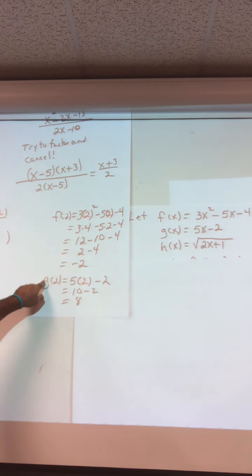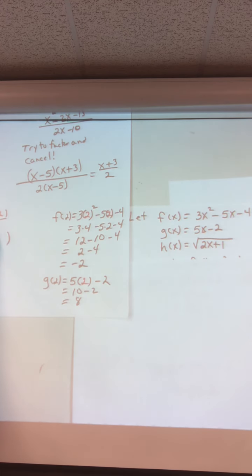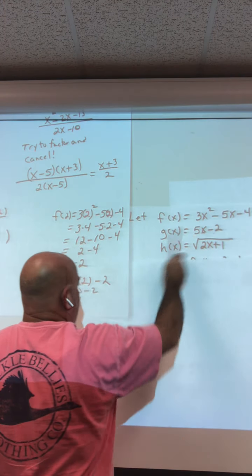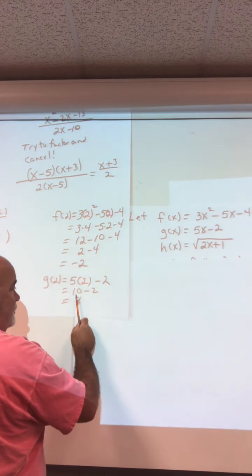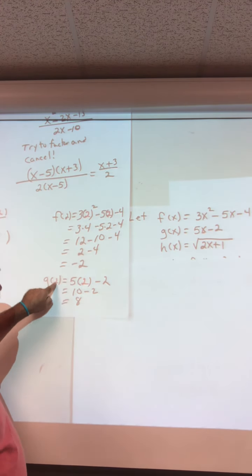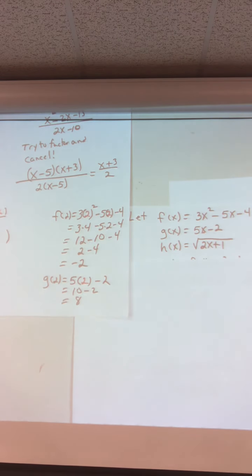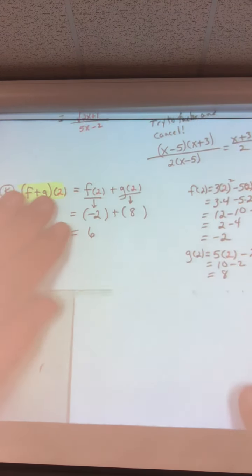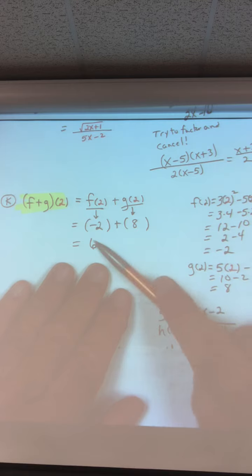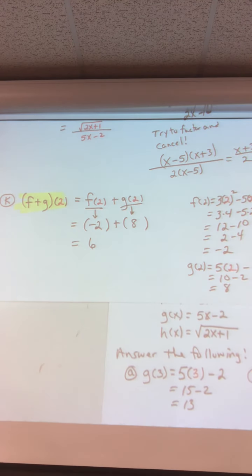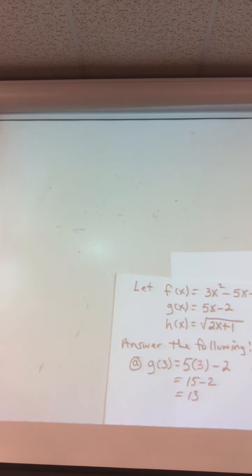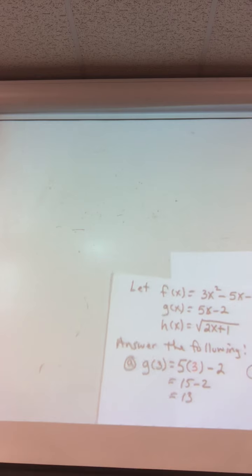But I've got to do g of 2 also. Remember, I was doing f of 2 plus g of 2. So g of 2, you put 2 here. So that's 5 times 2, which is 10, minus 2, which is 8. So f of 2 is this. g of 2 is that. So replace f of 2 with negative 2, g of 2 with 8, and when I do, I get 6. Okay? Let's do 2 or 3 more like that one.